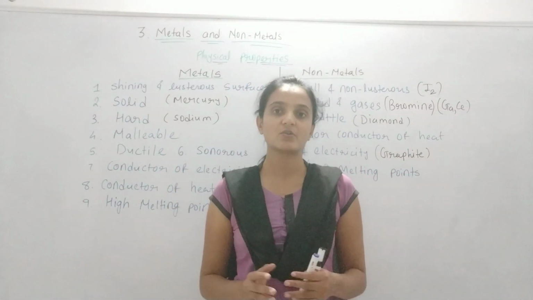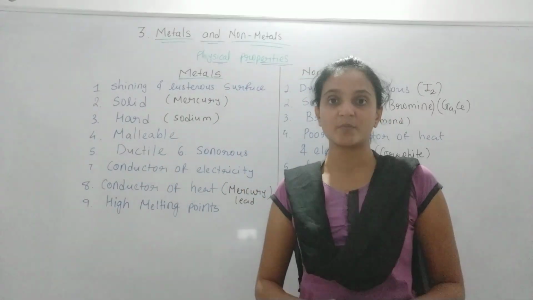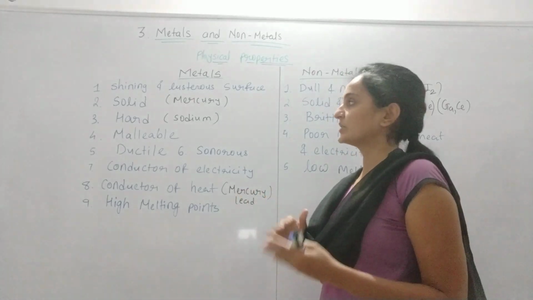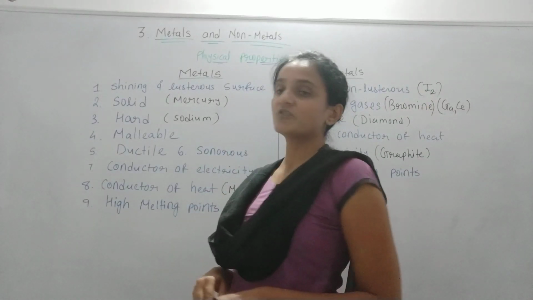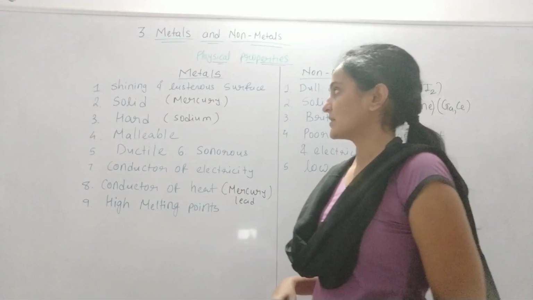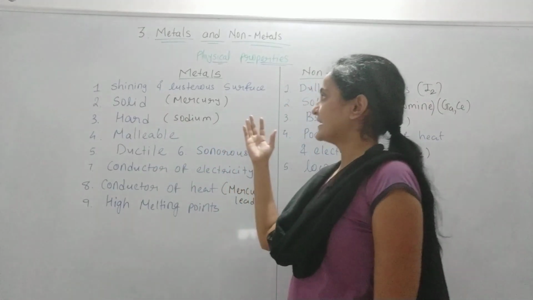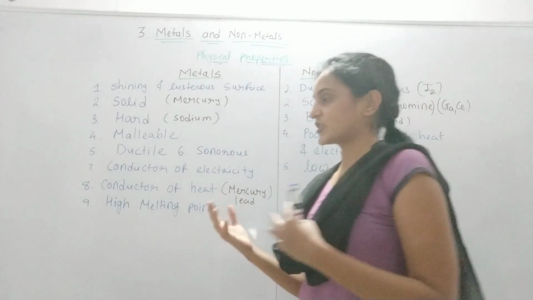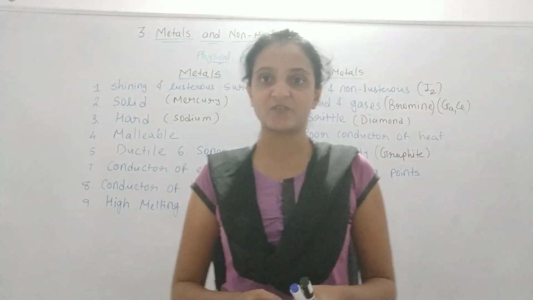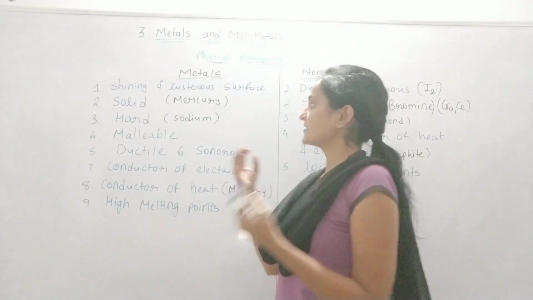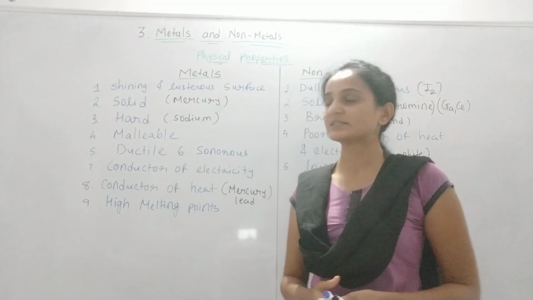So here in 10th standard also we are going to start with the physical properties of metals and non-metals, by which we can differentiate between them. Starting first with the physical properties of metals. As you all know, all metals have a shining and lustrous surface. Take the example of gold, silver, aluminium, all have a shiny surface. That is the appearance of the metals.